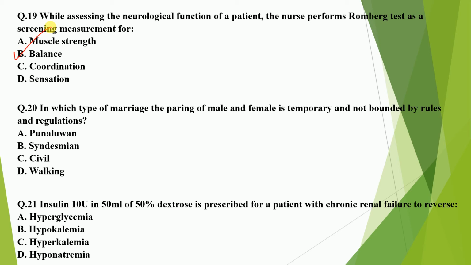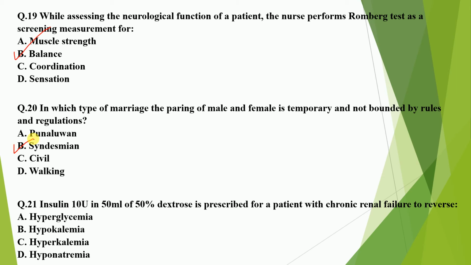Next question. In which type of marriage the pairing of male and female is temporary and not bounded by rules and regulation? Option A, Punaluan; option B, Syndesmian; option C, civil; option D, walking. Correct answer is option B, Syndesmian.